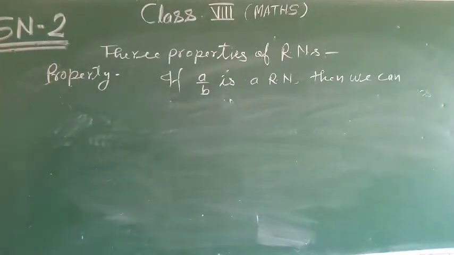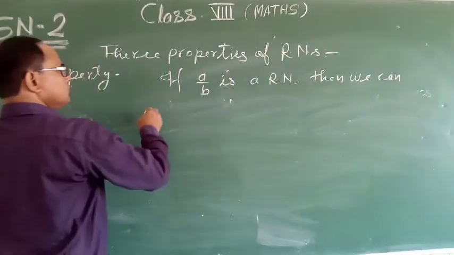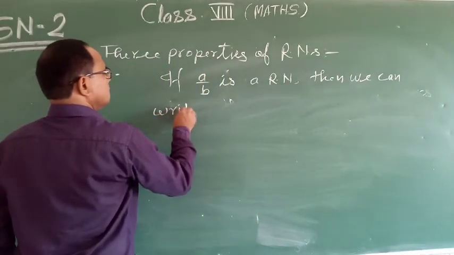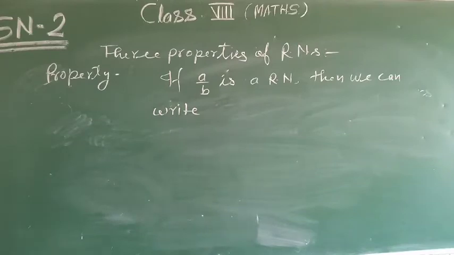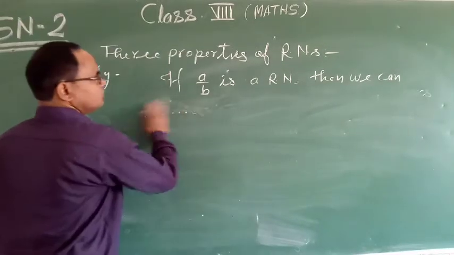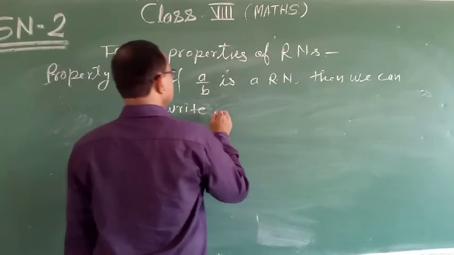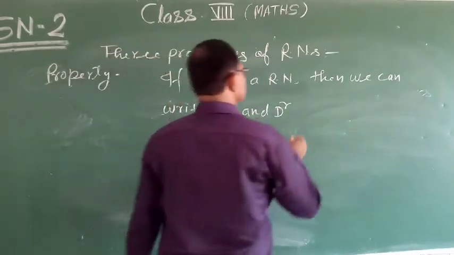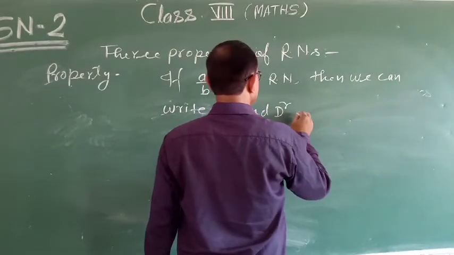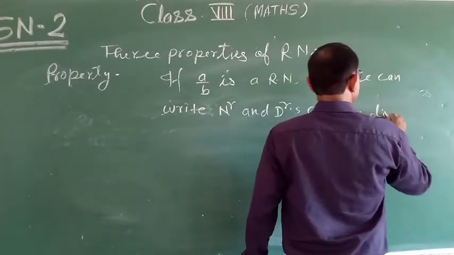Property second. If a by b is a rational number, then we can write its numerator and denominator with a common divisor.